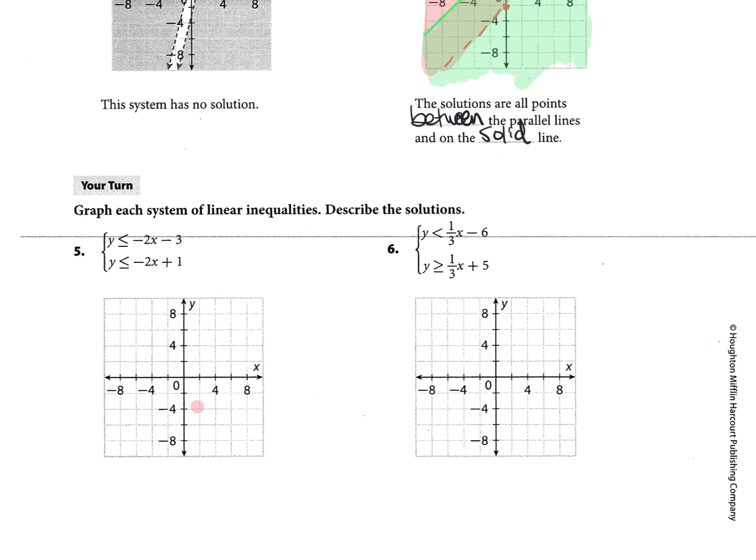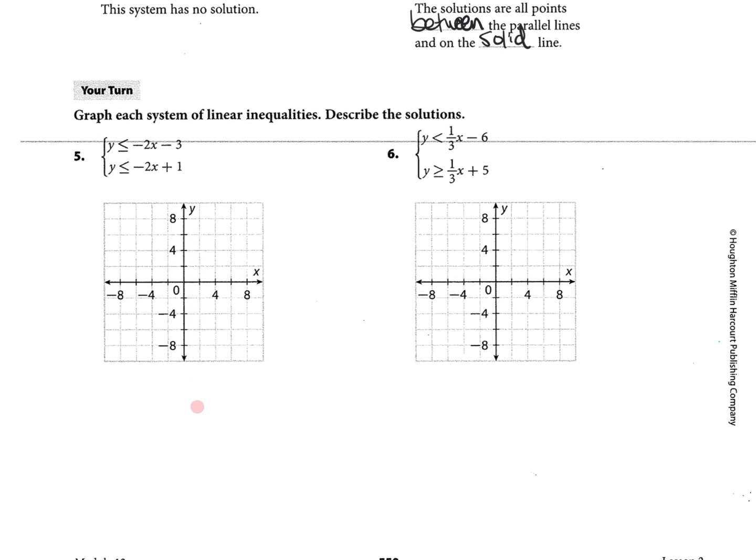Graph each system of linear inequalities and describe the solutions. We will start at -3 and go down 2 over 1. This is going to create a solid line shaded below. And then we will do the second one starting at +1 and going down 2/1. That will also be a solid line shaded below.